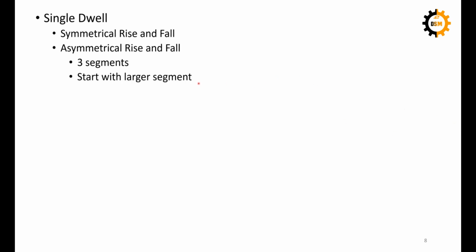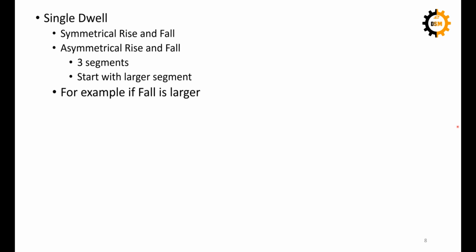The next key thumb rule here is, if you are going for 3 segments, within the non-dwell mechanism segments, you have to select the segment which is larger in duration. And the larger duration segment will have smaller acceleration because the cam follower will have more time to reach its extreme position. So it will take more time and the acceleration will be smaller. So that would result in a smoother and low force requiring cam follower mechanism.